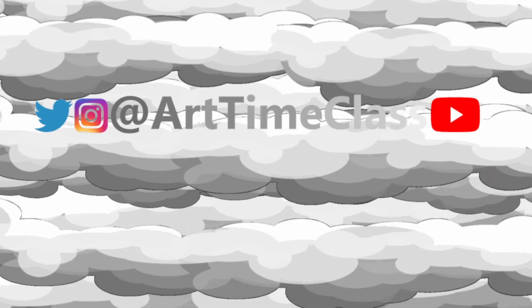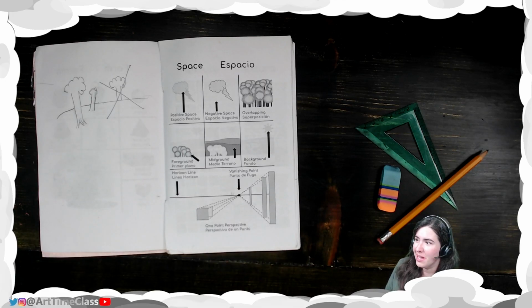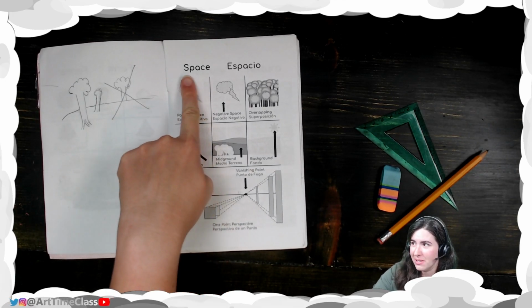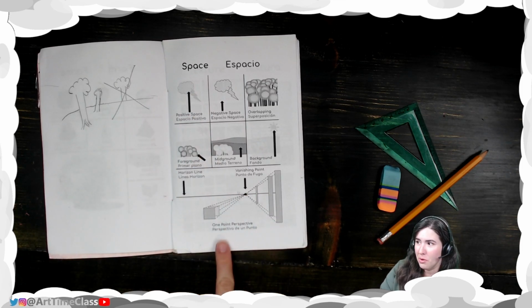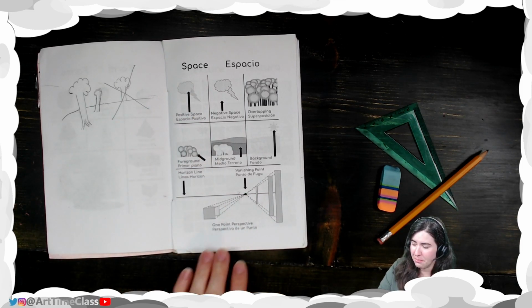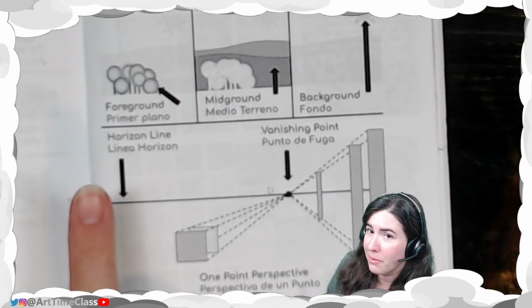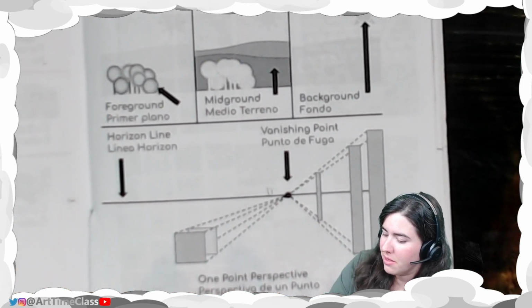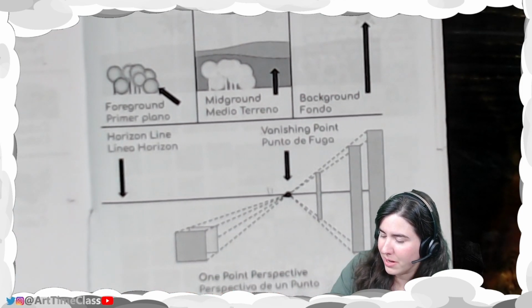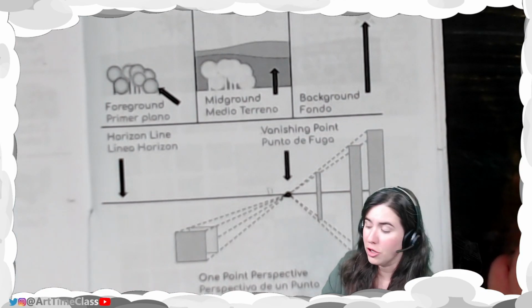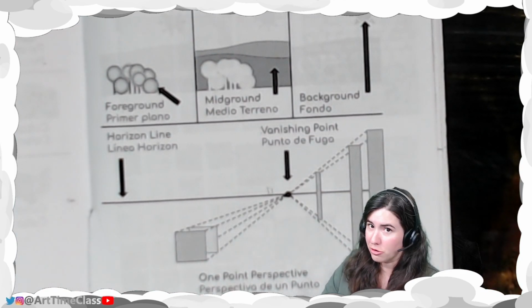Today, we're going to be drawing a 1-point perspective road. Let's get started. To begin, if you go to your page in your sketchbook titled Space, you're going to notice at the bottom 1-point perspective. This example shows the vanishing point and the horizon line, and then there is a square and rectangle here. And this is a great guide and reference for you to look at as you're working on your drawing.